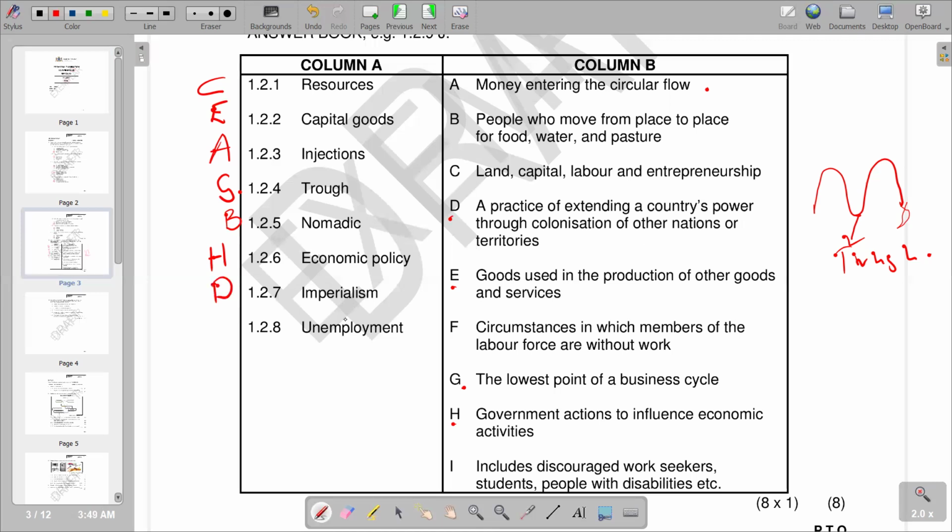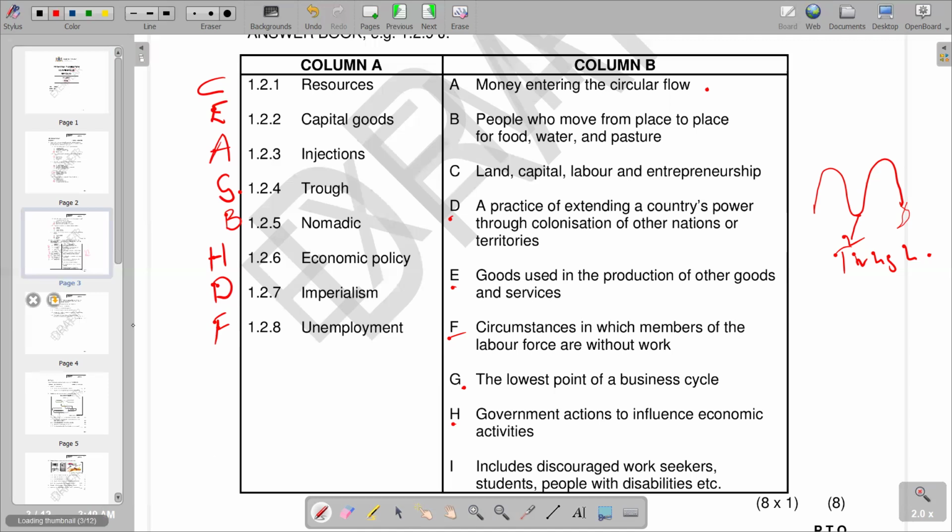Then we go to unemployment, but obviously unemployment, we're looking at the number of people that are willing and able to work, or the employable that are not going to work. That's exactly how we can best define unemployment. So going to the explanation that we have in column B, let's try to see which one matches that. We've got circumstances in which members of the labor force are without work. So it's F. So we've got F here as the correct response. So this is what we have on this section.